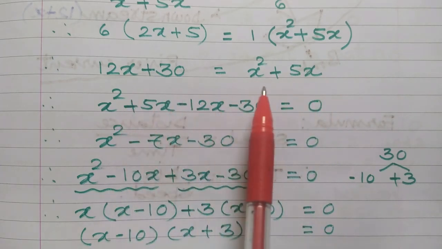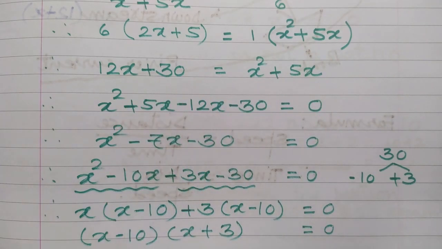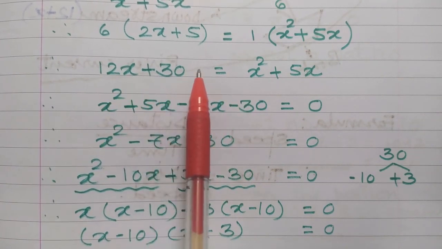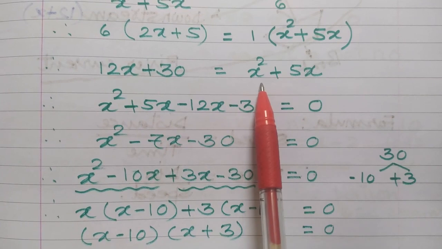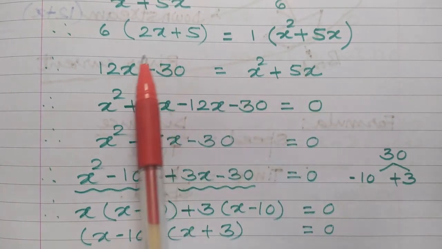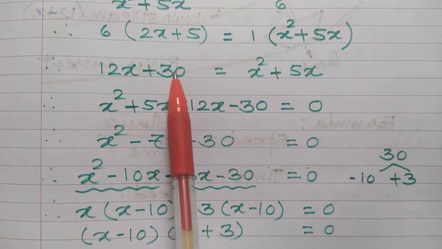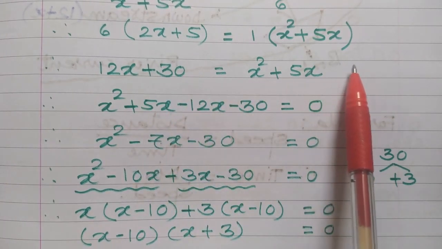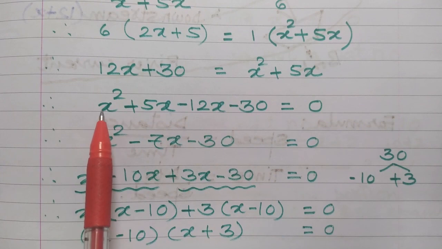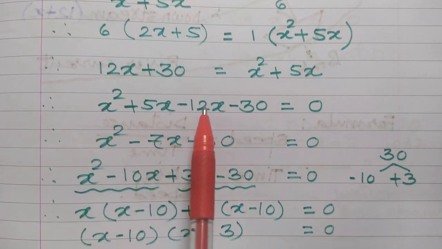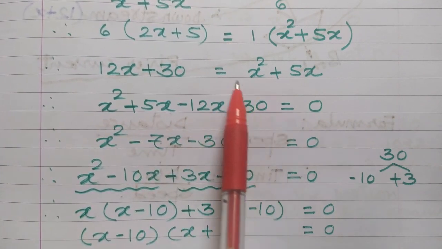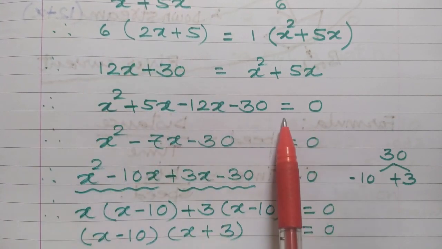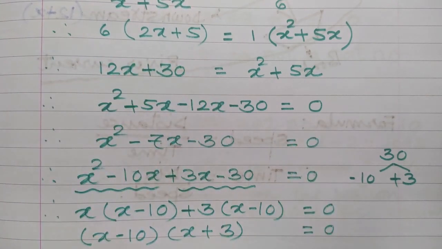Now shift all the terms to one side only. What I have done here, I have shifted 12x and 30 to this side. So it will be x square plus 5x minus 12x minus 30. Here I have written x square plus 5x minus 12x minus 30 is equal to, nothing left to this side, so it will be equal to 0.